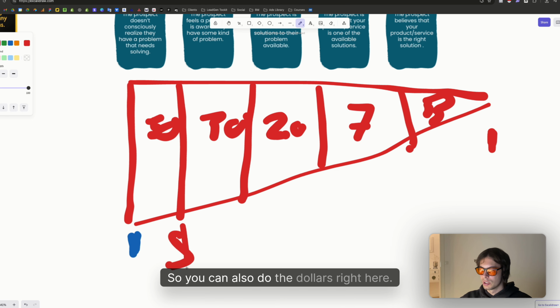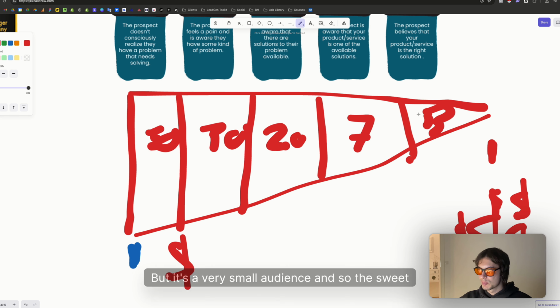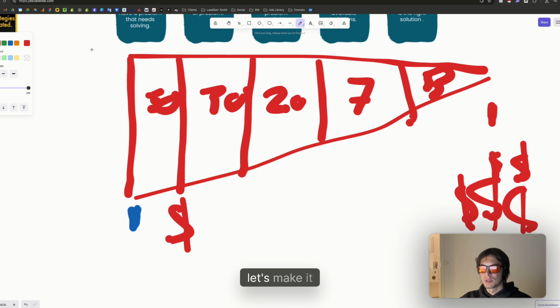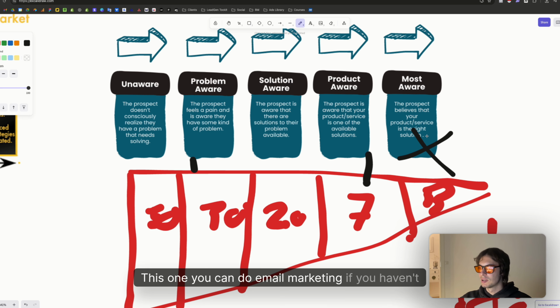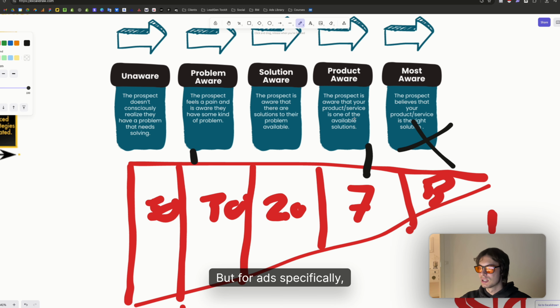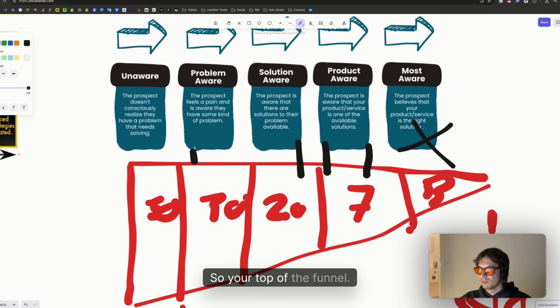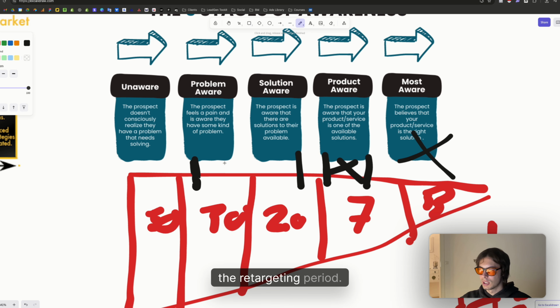Okay? So you can also do the dollars right here. The closer you go here, the more money they're going to give you right away, okay? But it's a very small audience, and so the sweet spot, usually for me, is to target this audience right here. Let's make it black. It's fine. So this audience right here, from problem aware to product aware, because this one is already going to buy, right? It doesn't really matter. This one you can do email marketing if they haven't bought yet, whatever. But for ads specifically, this is going to be your retargeting pretty much, and this is going to be your prospecting. So your top of the funnel, right? So that's what you have to focus on primarily. Those two right here, plus this one for the retargeting, period, okay?